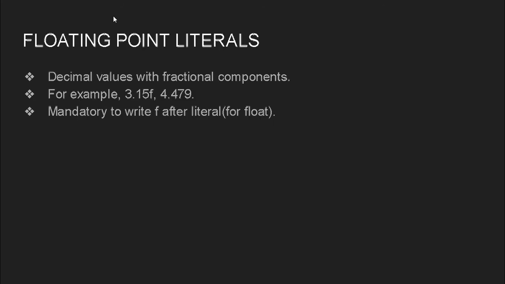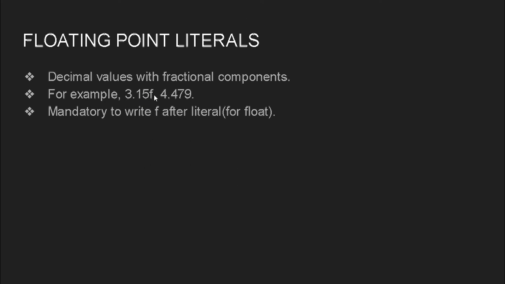The reason is that there are certain values which have fractional components. For example, take the value of pi. You know very well that pi is a constant, and it has a decimal value, 3.141915 something. For that reason we need floating point literals, for storing values which have a fractional component. So now here what I'm doing is 3.15f.